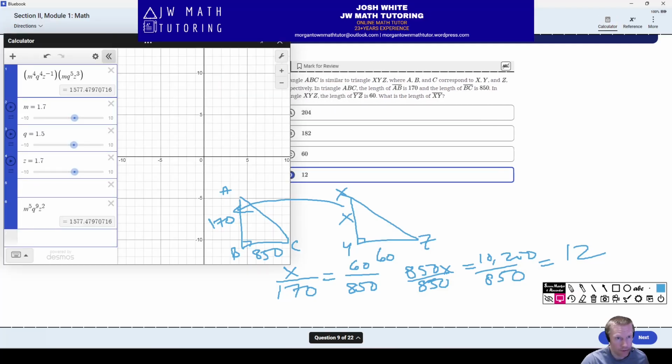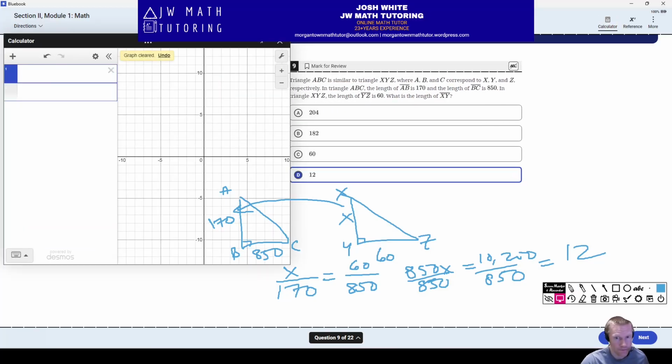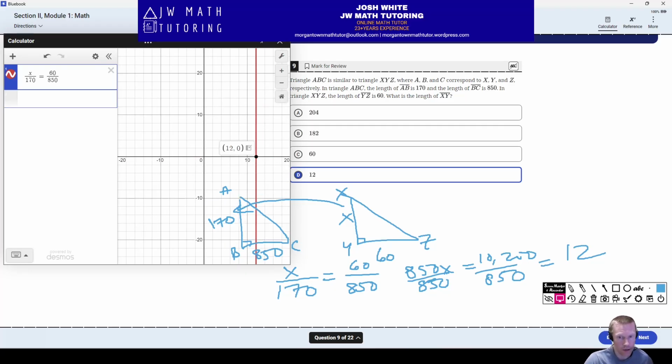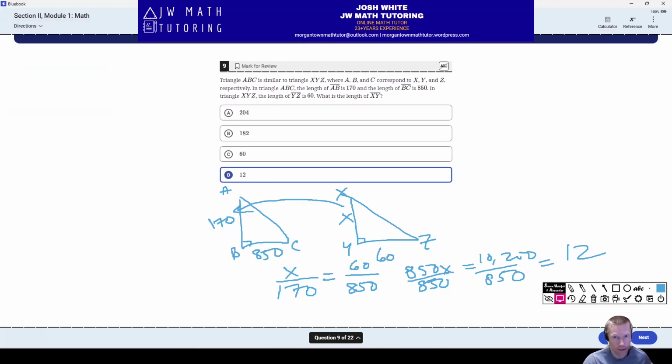And let's just go to Desmos and confirm that. You can actually just type the whole equation in and then look for a vertical line. Yep, right there, the vertical line's at 12, so that just confirms that yes, that is the correct answer.